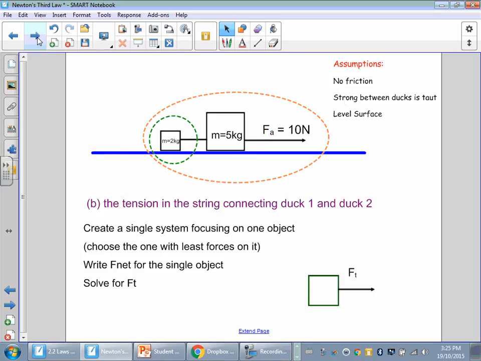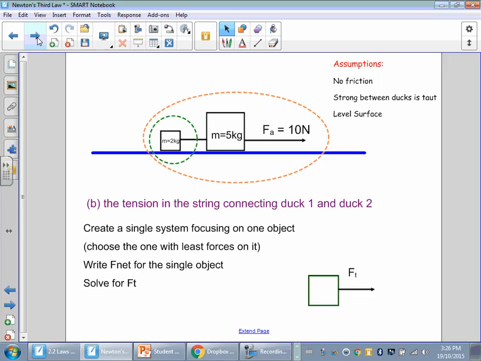Now in part B, we were asked for the tension in the string connecting duct 1 and duct 2. Well, now we're going to move from talking about it in terms of one big object to breaking it down and talking about one of the objects within our big system. So we've shown that with a green dashed line. We can choose to focus on the back duct or the front duct. My advice on this is choose the one with the least forces acting on it. If you can see, the back duct just has one force, which is force of tension.